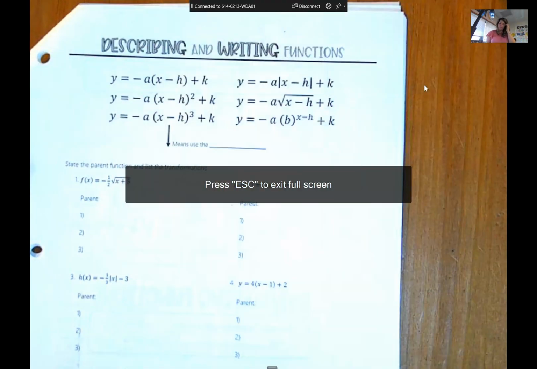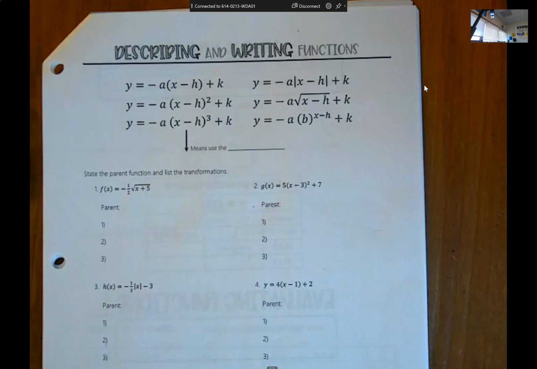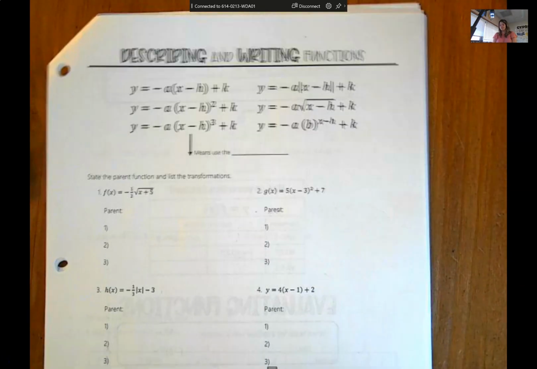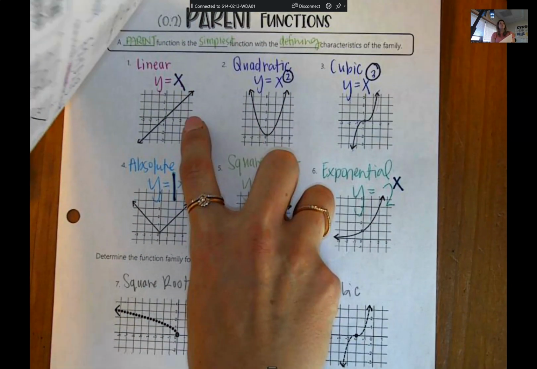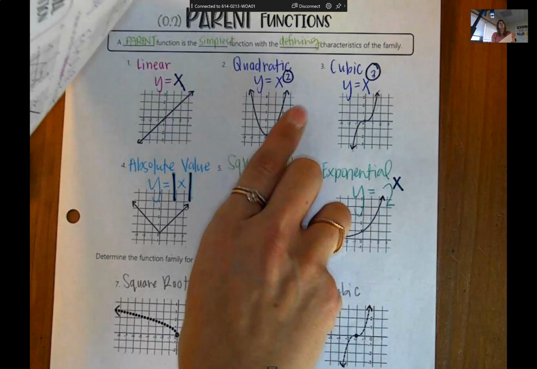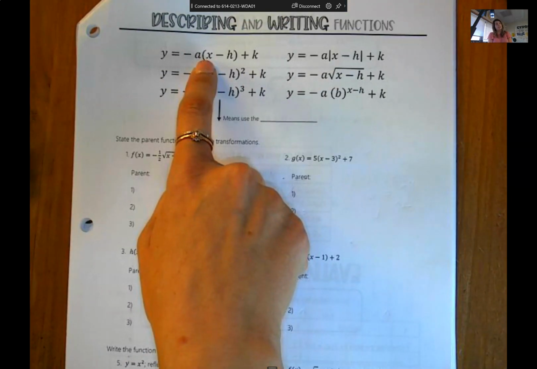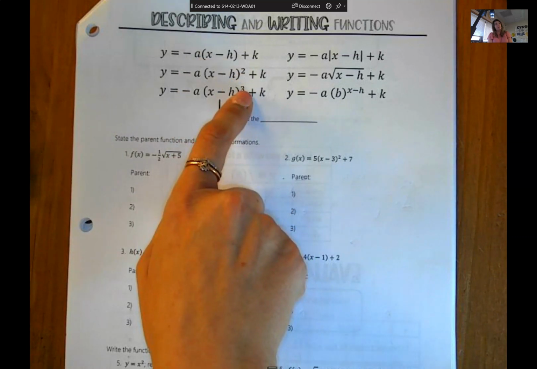Okay, on these functions at the top of page 7, and by functions I mean equations. Six families that we just talked about in this order. So the first three are linear, quadratic, cubic. How do I know that? Because there's just an x here, there's a squared here, there's a cubed here.